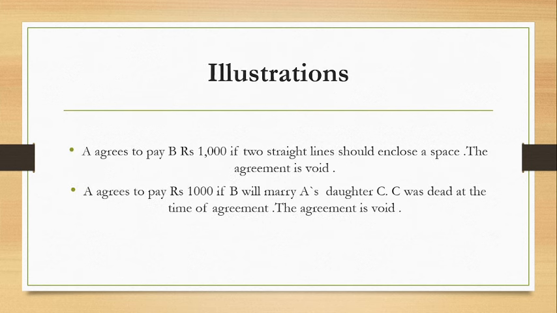For example, if A agrees to pay B rupees 1000 if two straight lines should enclose a space. Two parallel lines never intersect each other, they cannot enclose a space. So such an agreement is void. If A agrees to pay B if B will marry A's daughter C, and C was dead at the time of the agreement, again the agreement is void.